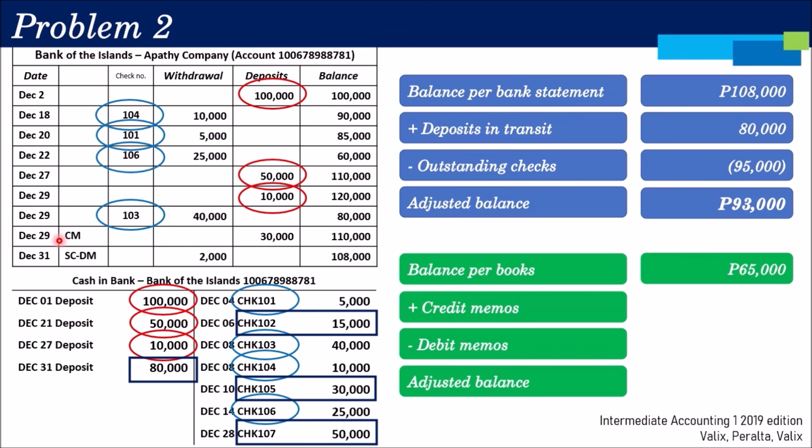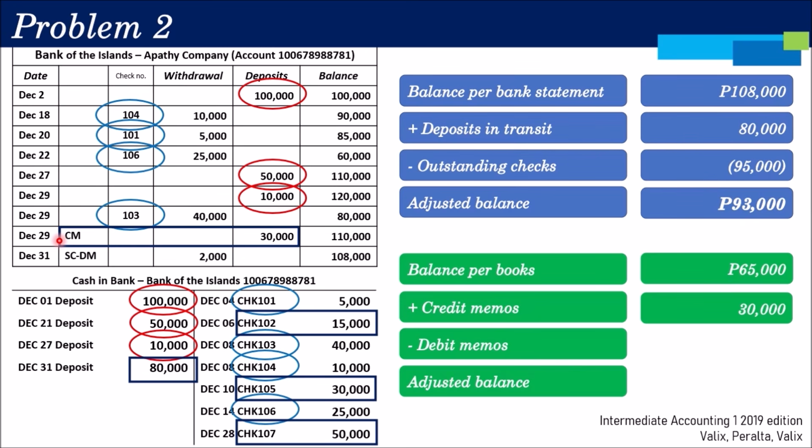Ano kaya tong CM na tong 30,000? Probably, it's either interest or it can also be yung notes receivable na kinolekta ni bangko in behalf of the company, which is diniretso ng credit sa company bank account. So, credit memo of 30,000, add po natin as a reconciling item.